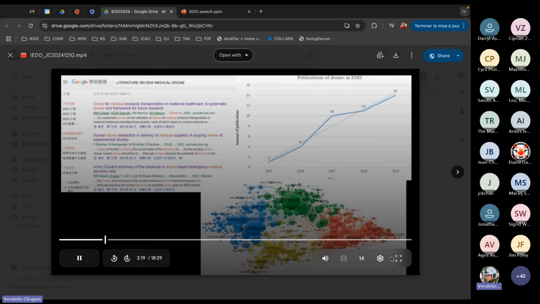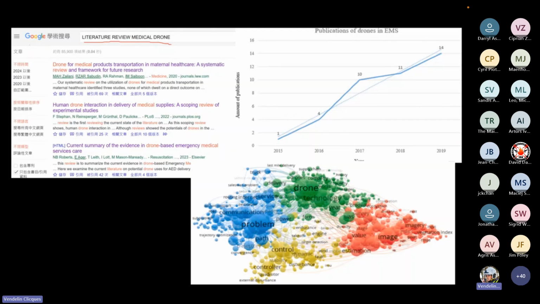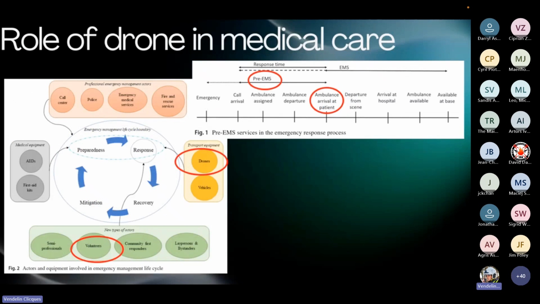On Google Scholar, when you put in "Nature Review medical drone", you will see a lot of papers, and you will see the number of publications going up and up. So not only police and environment, but also medical are using a lot of drones. But what could be the majority? First, let's discuss the role of drones in medical care.